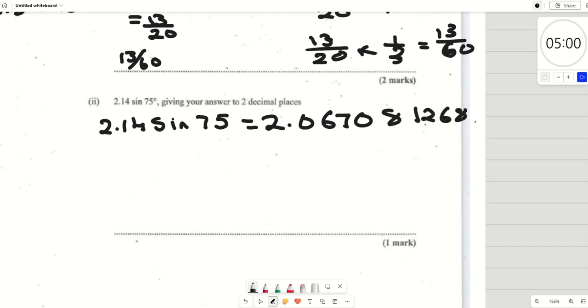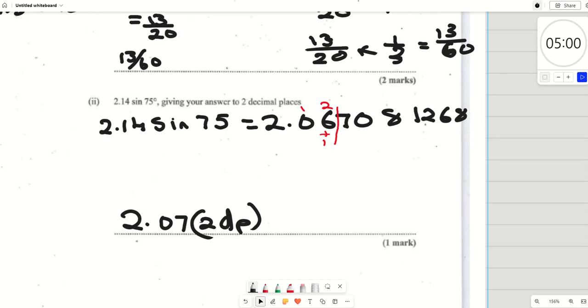2.067081268. They wanted 2 decimal places, so that's 2 digits after a decimal point. 1, 2, draw a line after the 6. That means for any number after the line, you need to check if there's 5 or more. So 7 is obviously more than 5, so you add 1 to 6. So therefore, this answer is going to be 2.07 to 2 decimal places, and that is how you would get the answer for part 2.